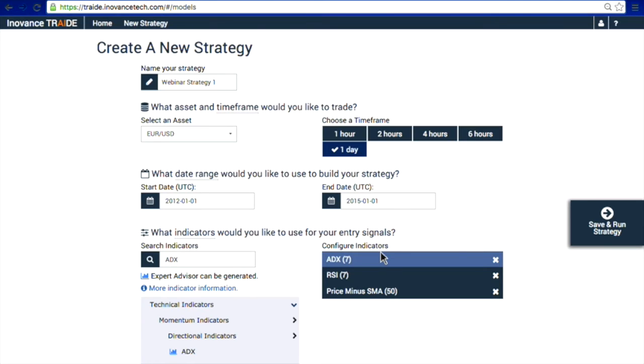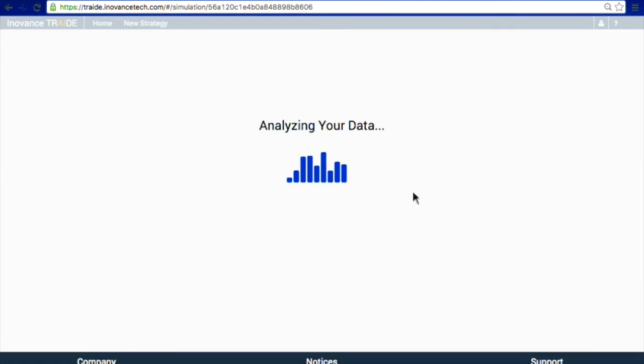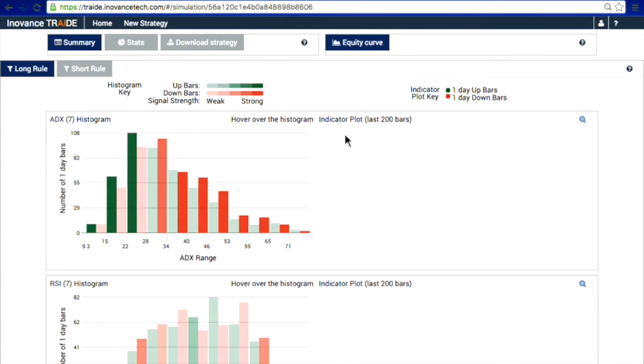But with TRAIDE, we're going to be using machine learning algorithms to do the analysis for you. So what we're saying here is, all right, let's look at the ADX, RSI, and the price compared to the 50-period simple moving average. Let's find the relationship between those indicators and the price move of the Euro USD on a daily chart over this 3-year time span. So we'll get started and run the strategy.